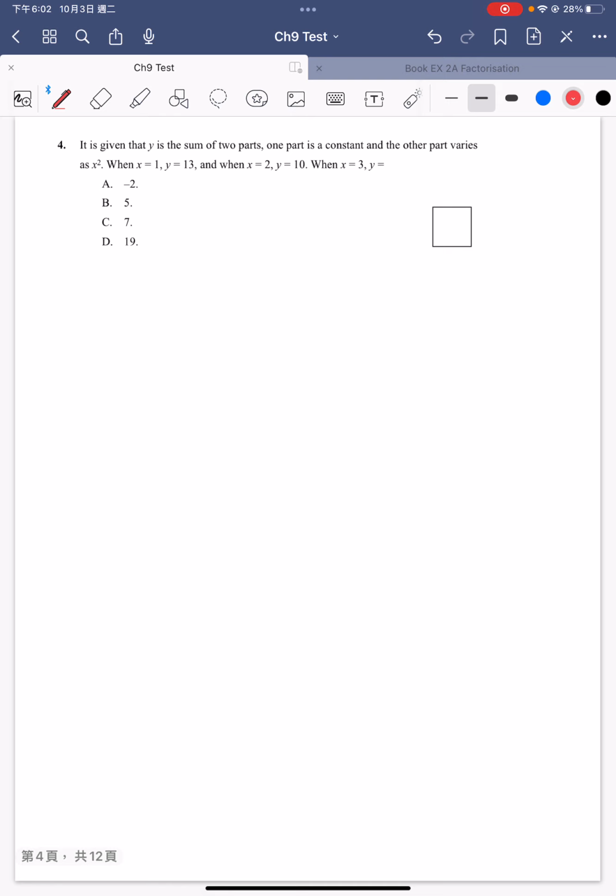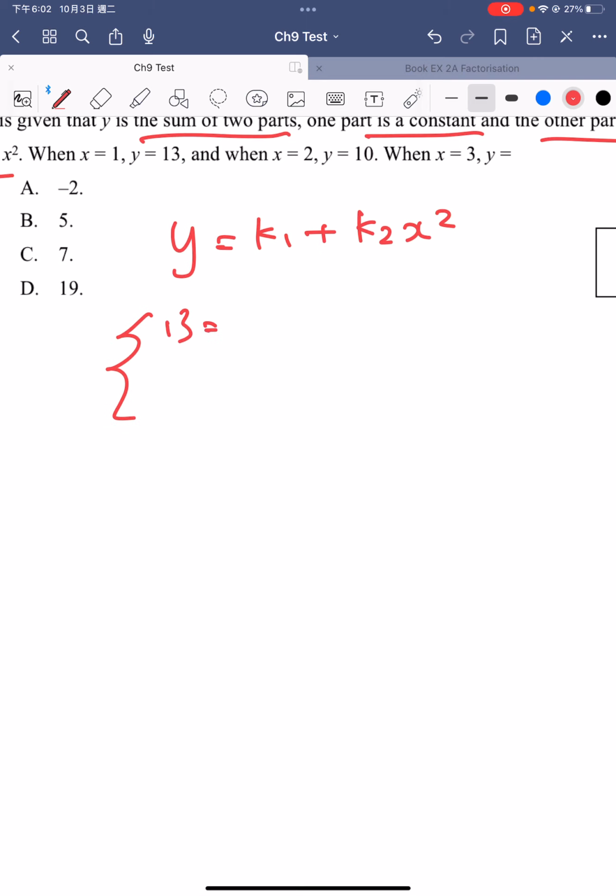So for question 4, we have y as a sum of 2 parts. One part is constant, the other part varies as x squared. So again, we have y is equal to k1 plus a part varying as x squared, so we have k2 times x squared. So again, from the 2 conditions, we have 13 equal to k1 plus k2 when x is equal to 1.